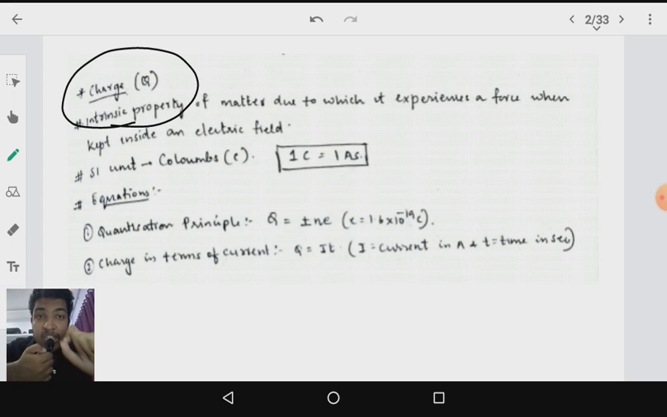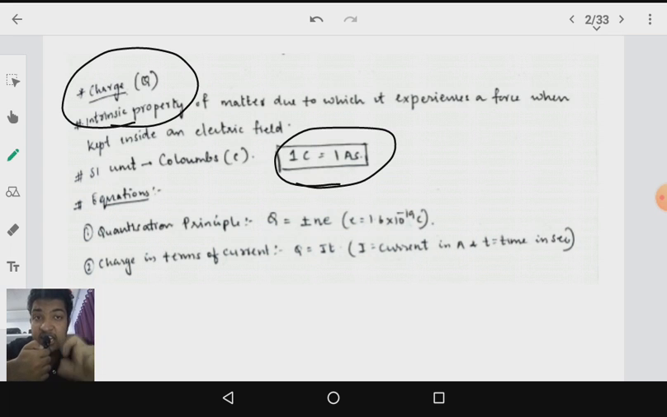So charge can be defined as an intrinsic property of matter due to which it experiences a force when kept in a region of electric field. Now, what is the SI unit, that is the standard international unit of charge? It is coulomb, and charge is denoted by the capital letter Q. 1 coulomb is equal to 1 ampere into 1 second. We will define this later.